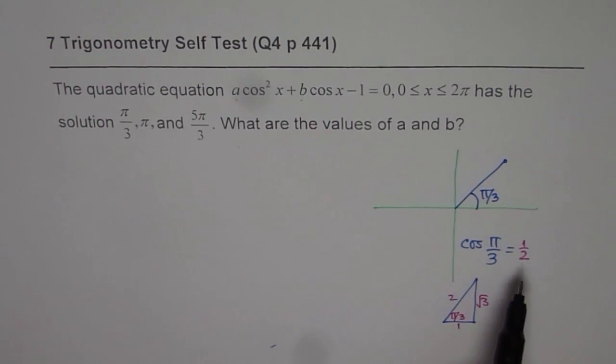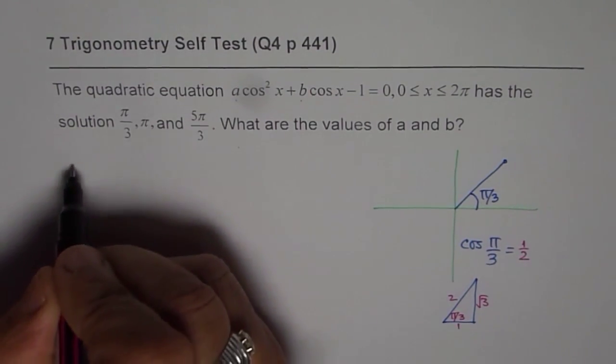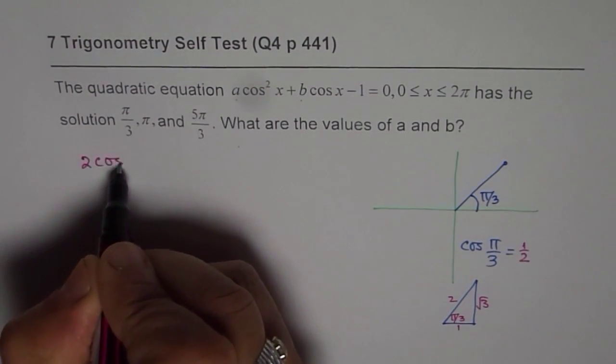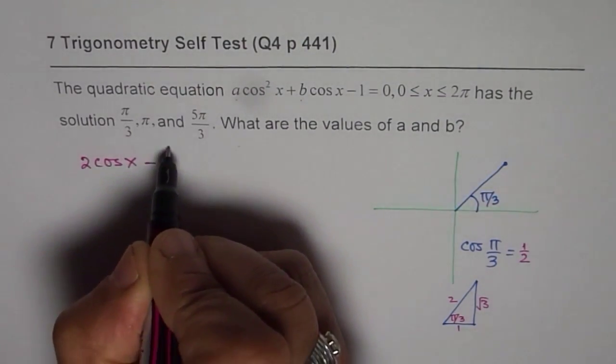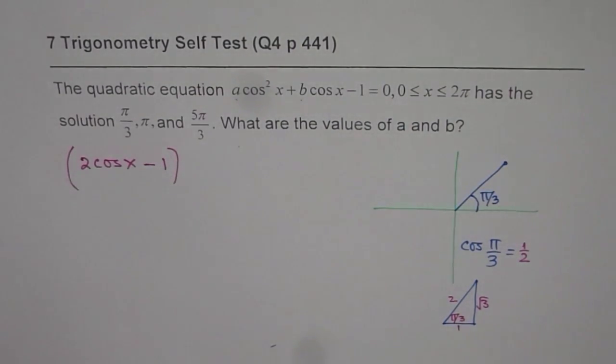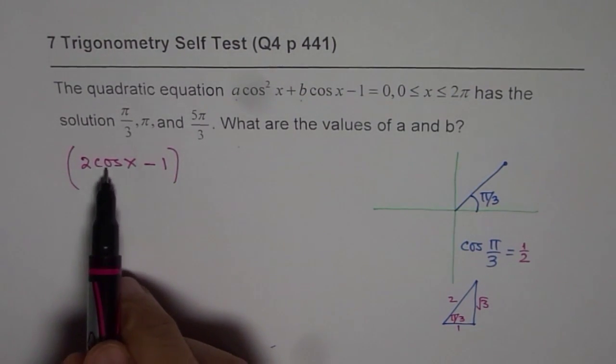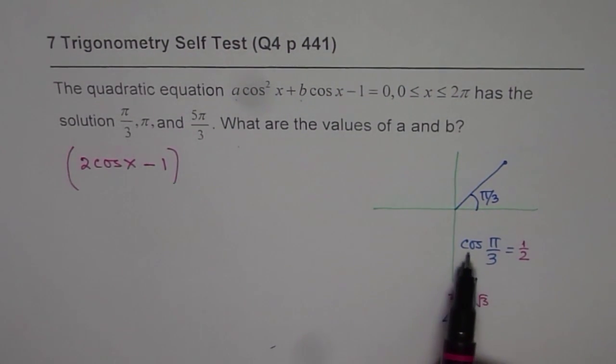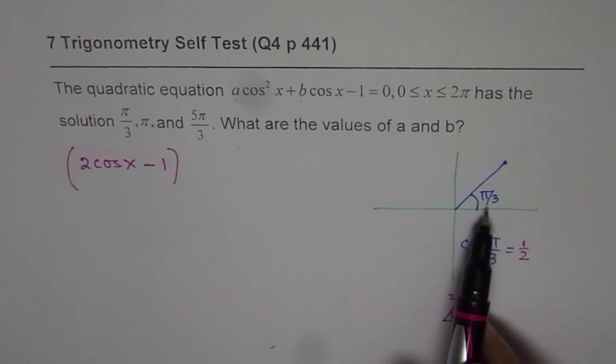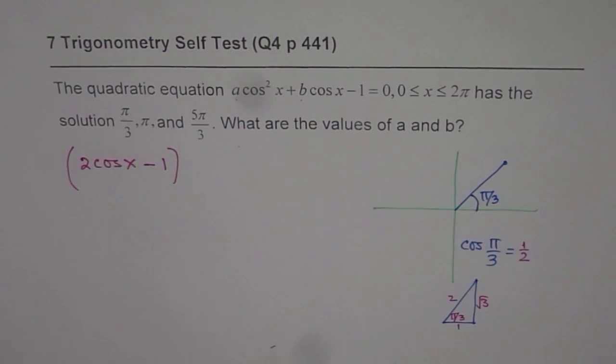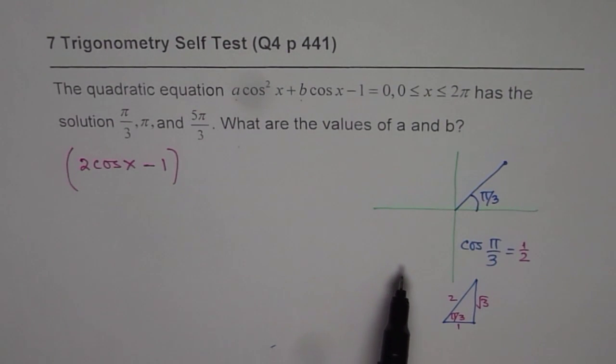That means the value of half forms one of the factors, correct? So we could write a factor as 2 cos x minus 1. Do you see that? Now this factor is going to be 0 for cos x equals half. You get the idea, right? So that is how these solutions can relate to the factors. That is what I wanted to share with you. Now I think you can pause the video, solve the question, and then look into my suggestion. Okay? So that is how you're going to find the values.